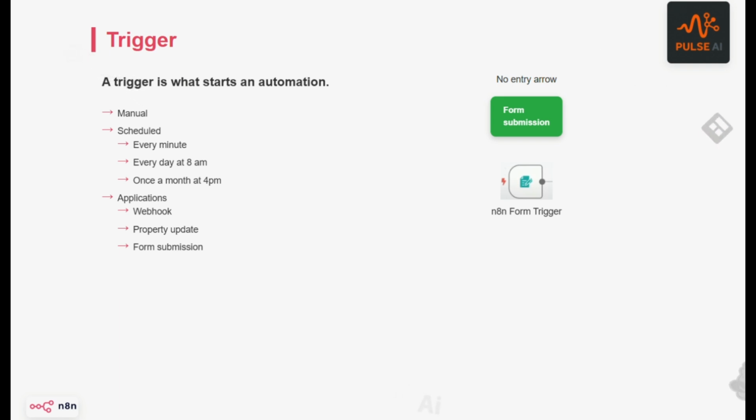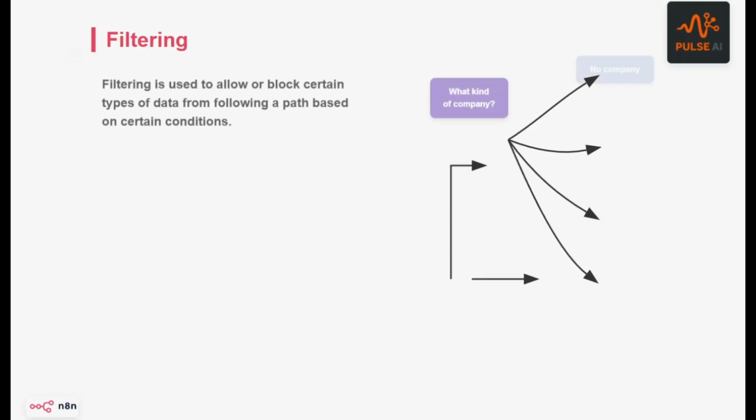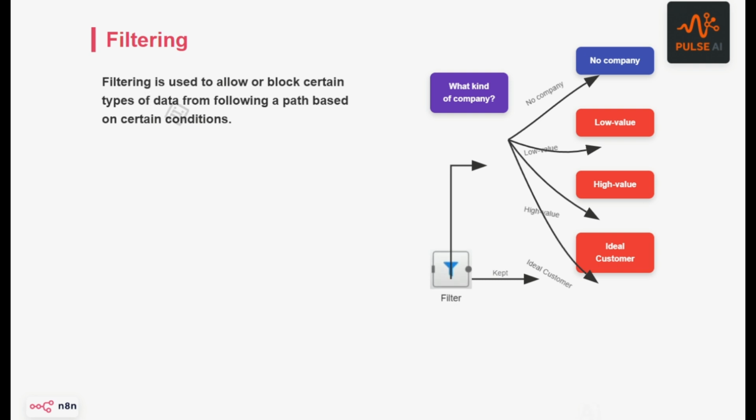Under the form submission block, you can see an example of an n8n node. Here, the n8n form trigger. This allows you to trigger a workflow when a form is submitted using the native n8n form trigger.